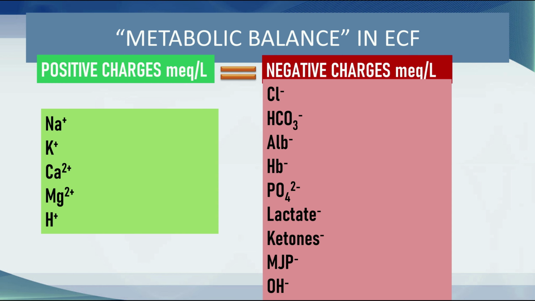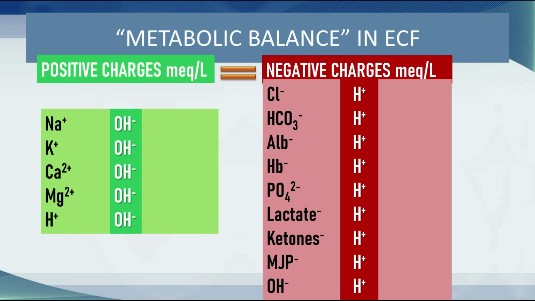They're buffers because the pKa is close to the physiological pH. The organic products include lactate, ketones, and what I call metabolic junk products. Sometimes I think these are inappropriately called renal anions. When you're thinking about acid-base, I think it's really useful to consider that for every one of the positive charges, there is an equivalent negative charge, for example, a hydroxyl, and for every one of the negative charges, there is a positive charge, for example, hydrogen. So effectively, when chloride is inserted into extracellular fluid, it delivers a hydrogen ion and functions as an Arrhenius acid.